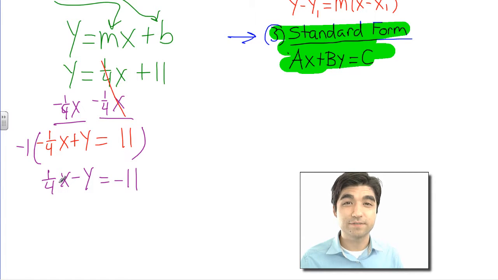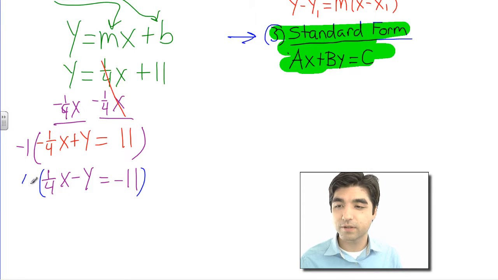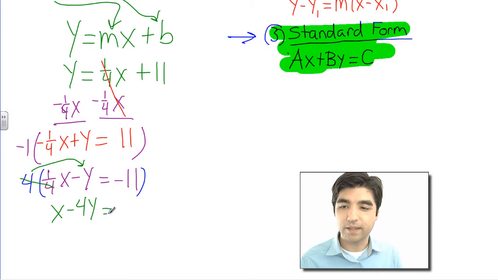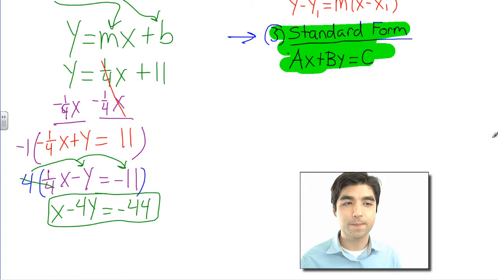Okay, we have another problem. We have a fraction in front of the x, and we can't have a fraction in standard form. We need to have a whole number. So in order to get rid of that fraction, we're going to take everything times 4. And why you do that is that the 4's cancel out when you multiply 4 times 1/4. So then you just have x. So then you take 4 times negative y, which equals negative 4y. And then you take 4 times negative 11, which equals negative 44. And that is the answer for that one.